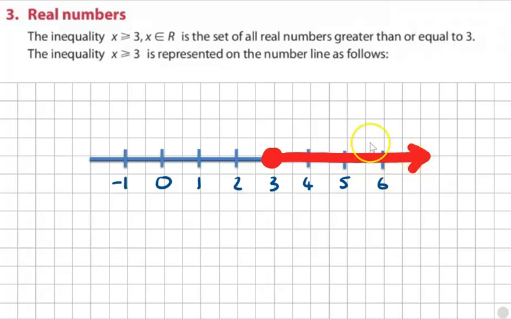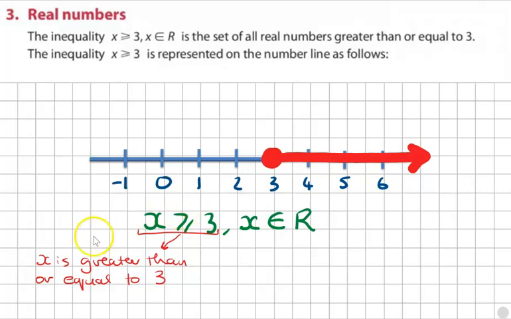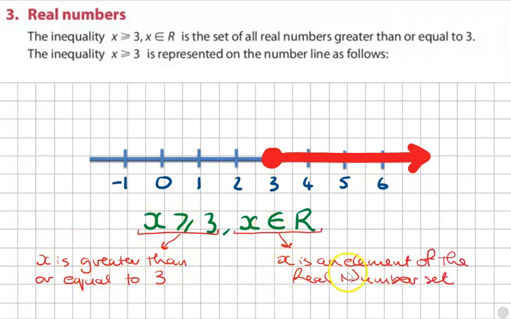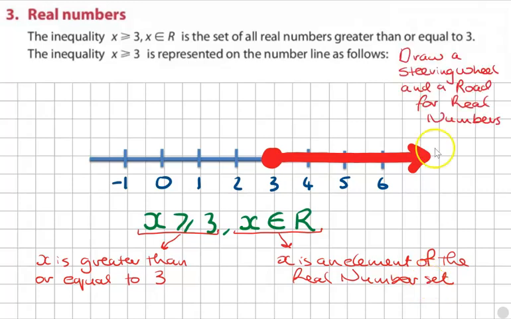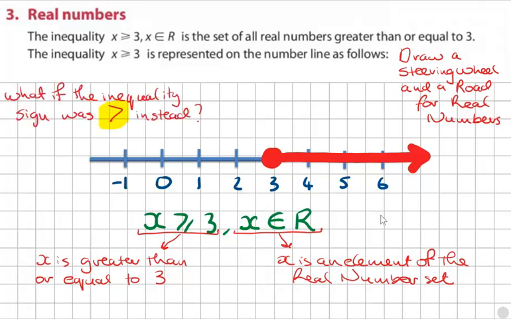And my arrow. So again, notice the arrow goes the same direction as the inequality symbol. They're both going to the right. So x is greater than or equal to 3, comma, x ∈ R means x is greater than or equal to 3, and x is an element of the real number set. So we draw a steering wheel. So at the number 3, we have what I'm going to call a steering wheel and a road for real numbers, a thick solid line.